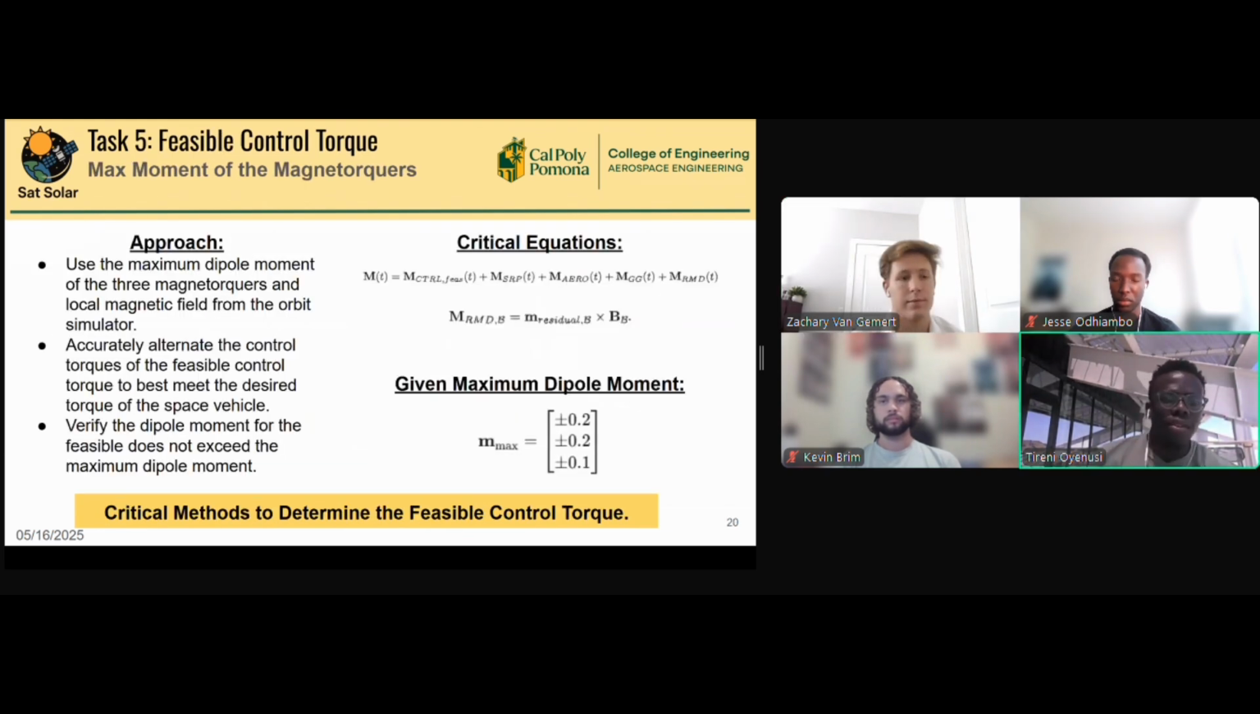All right, so for task 5, the Cerberus utilizes 3 magnetorquers, and our objective was to determine the feasible control torque that these magnetorquers can produce. In addition, we also wanted to make sure that the corresponding dipole moment is within our given maximum dipole moment constraints, as you see in the bottom right corner of the slide. We utilize these 2 equations right here.